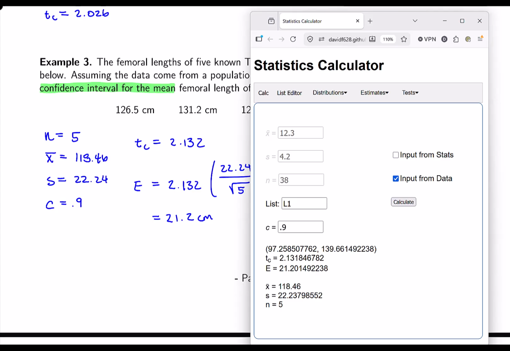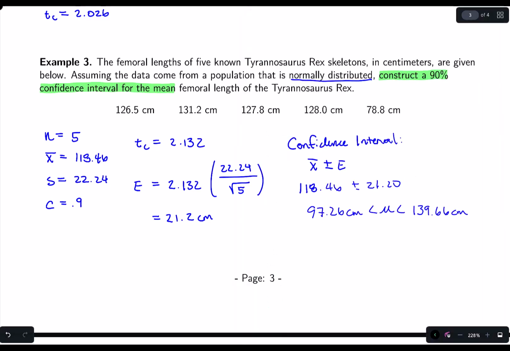So it will come up with the mean, standard deviation, sample size for you, calculate the critical value based off of the given number of degrees of freedom, which would be 4 in this case, and then also provide to you the endpoints of the confidence interval, which does agree with what we had come up with here. So you can use that again for convenience and checking your final answer.